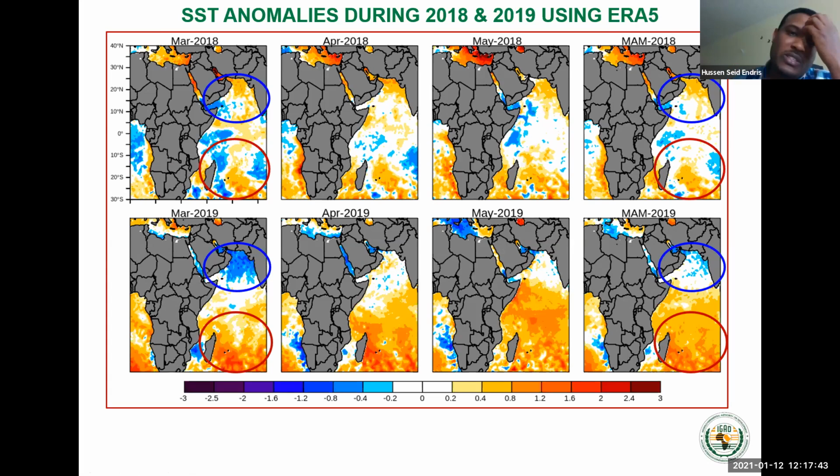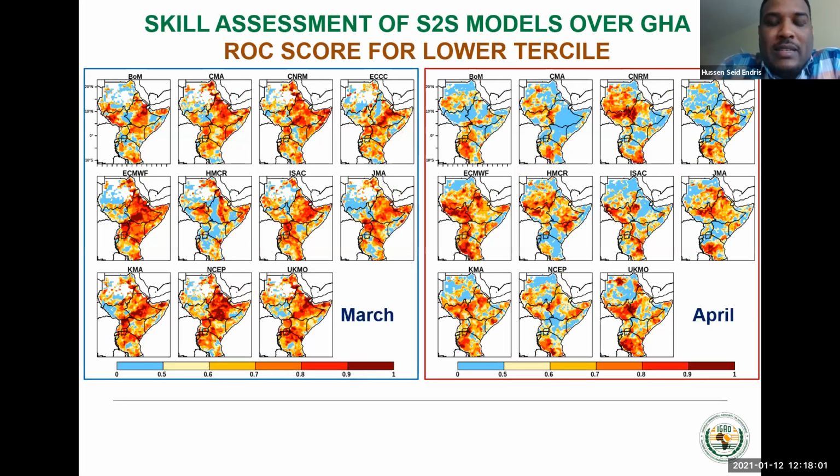So we do this kind of analysis using the data from ECMWF, including reanalysis and also the forecast. We also assess the skill of those models that we use at ICPAC to produce the monthly and seasonal climate outlook. So this is an example. Again, we use different verification metrics. This is a ROC skill score for lower tertile. This is on monthly time scale. This is for March, and the second one is for April.